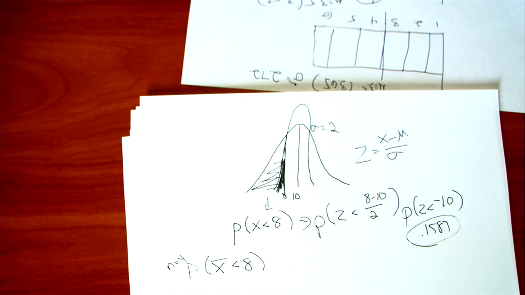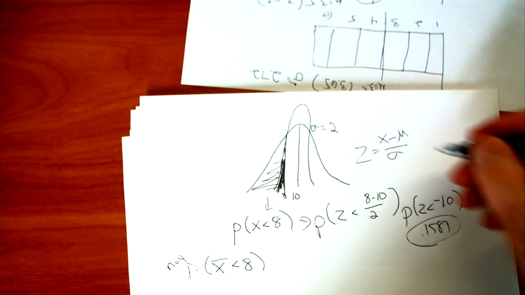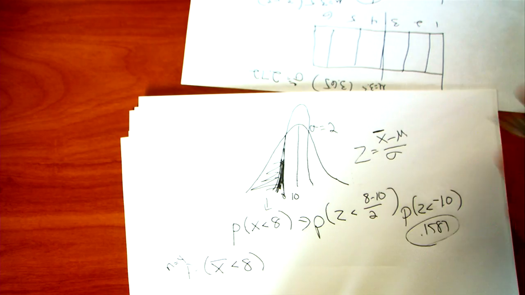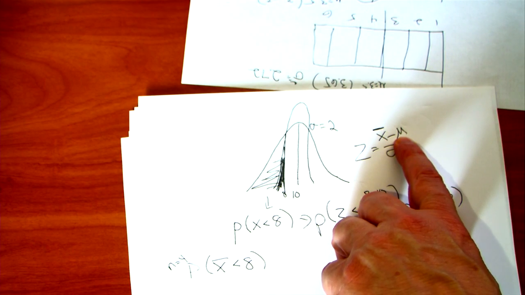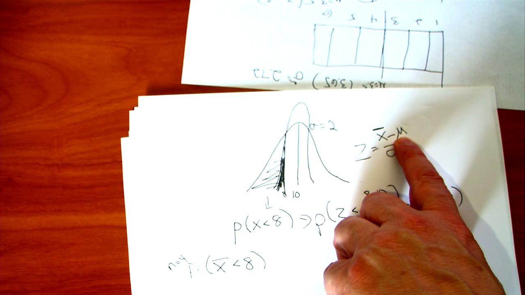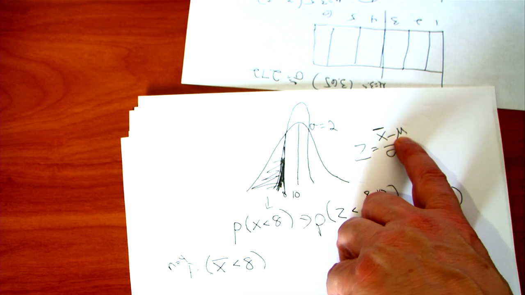I have a formula that converts X's to Z's. I need a formula to convert X bars to Z's. Well, let's just put X bar, because we're looking for X bar. What do we say about the mean? What happens, part 1 of the central limit theorem, what about the mean? The mean stays the same, good, I don't have to deal with that.